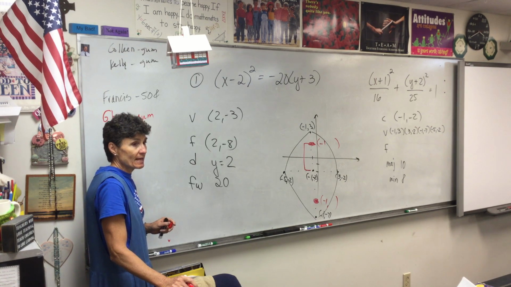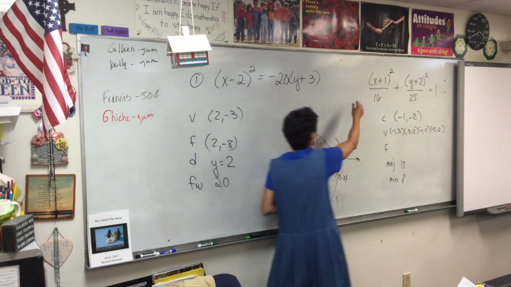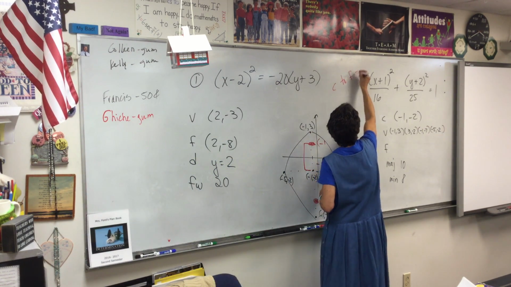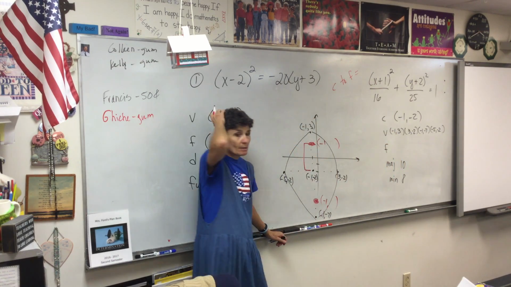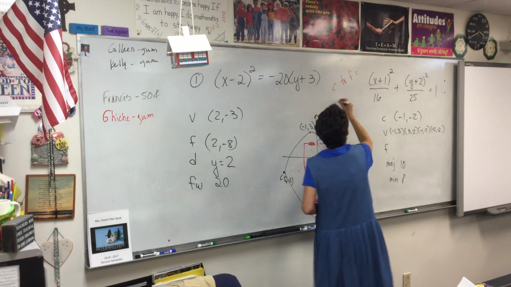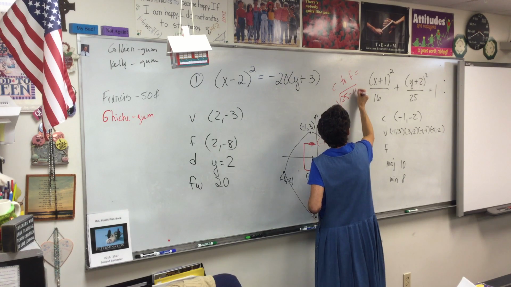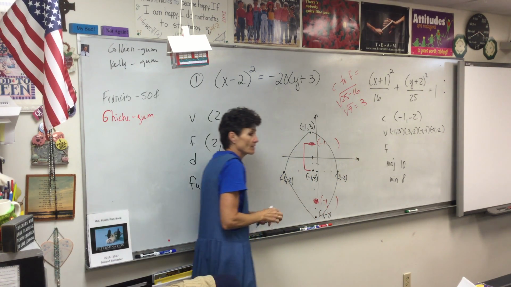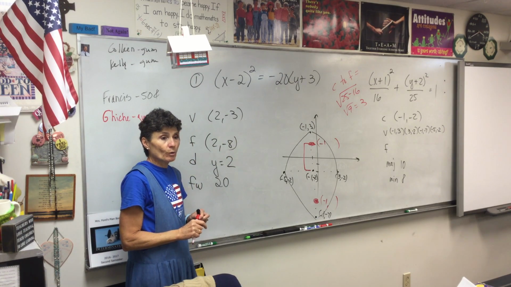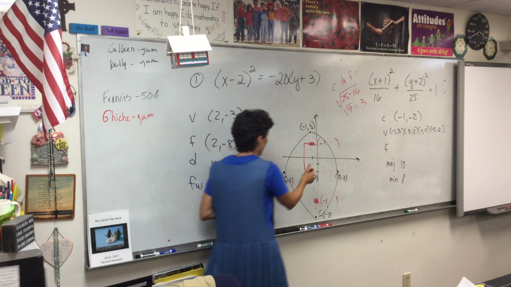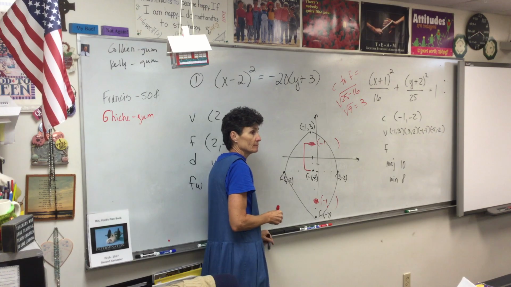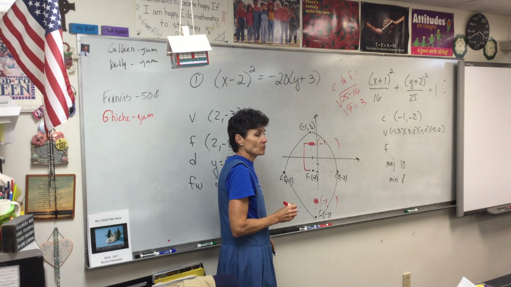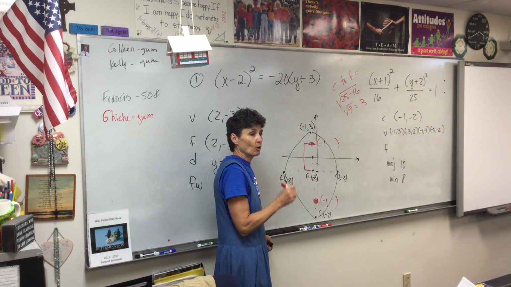Anybody remember how to find that distance from the center to the focus? Anybody remember how to do that? Subtract 25 and 16 and take the square root. So you are going to move up 3. So my picture's off a little bit, but that's okay. Nobody's grading the picture. I'm going to go up 3.